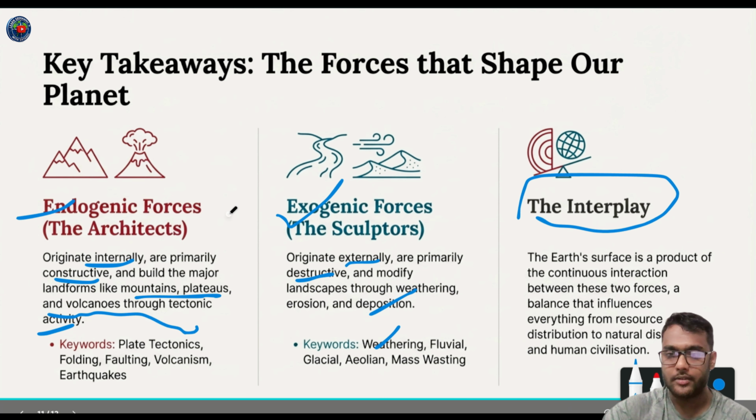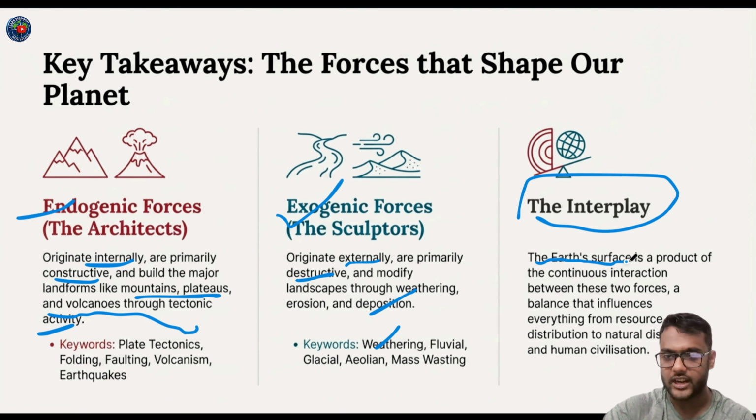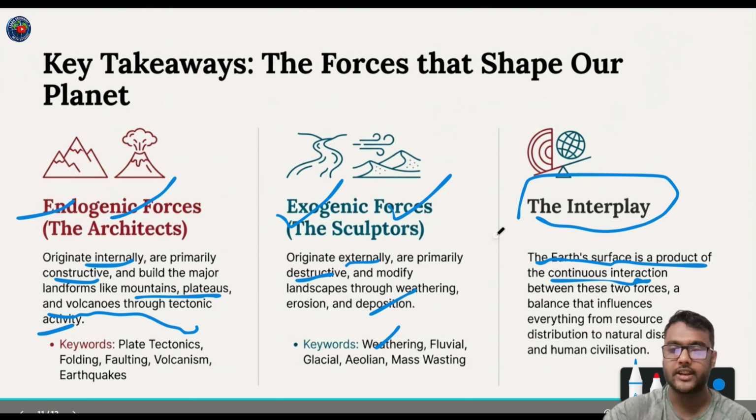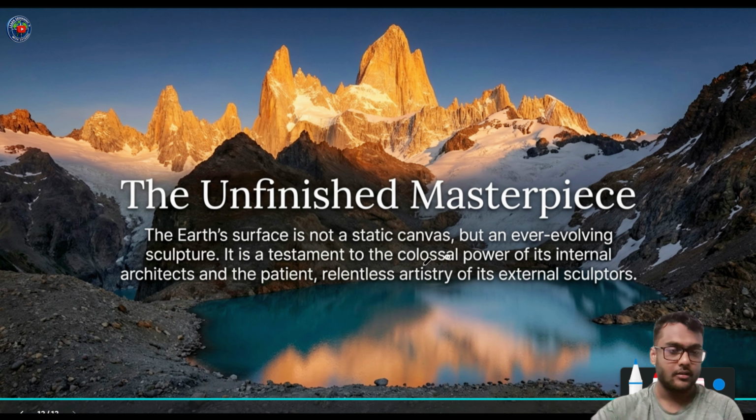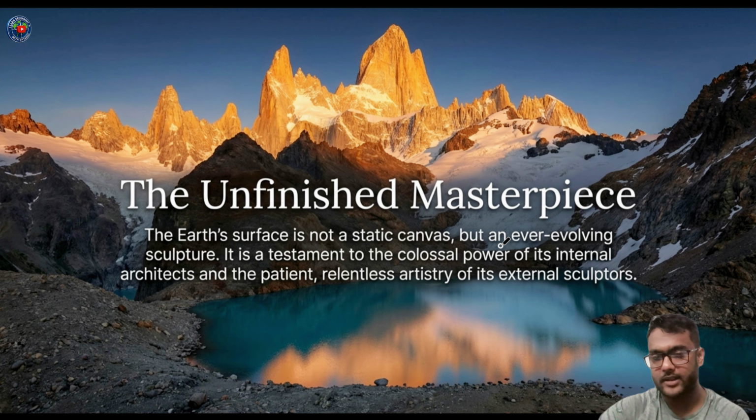And the interplay between exogenic and endogenic forces: the Earth's surface is a product of the continuous interaction between these two forces. A balance that influences everything from resource distribution to natural disasters and human civilization. The Earth's surface is not a static canvas but an ever-evolving sculpture. It is a testament to the colossal power of its internal architects and the patient and relentless artistry of its external sculptors.